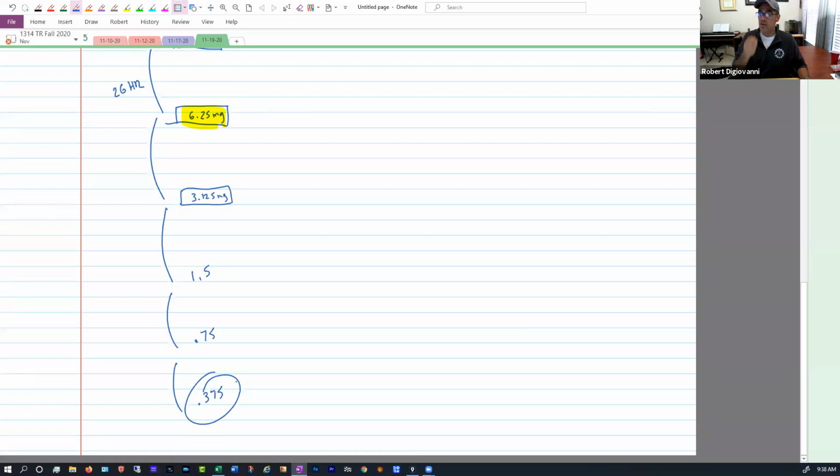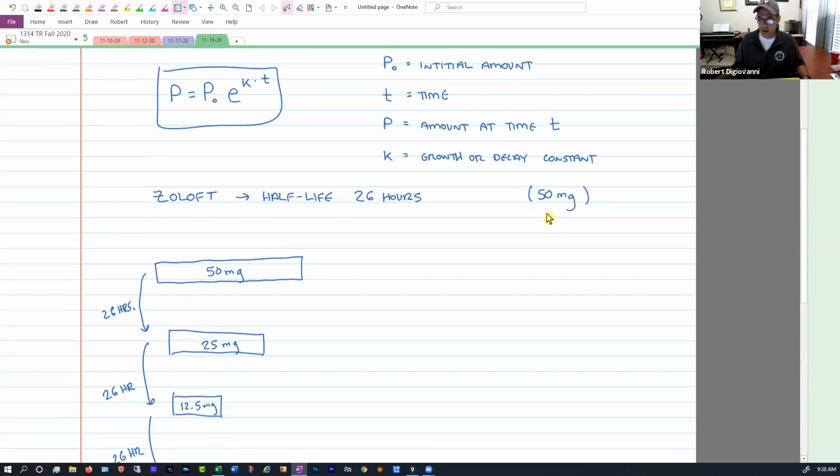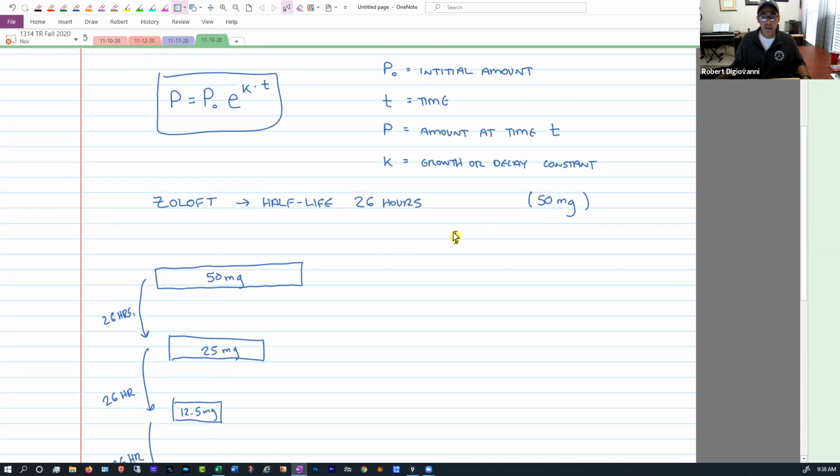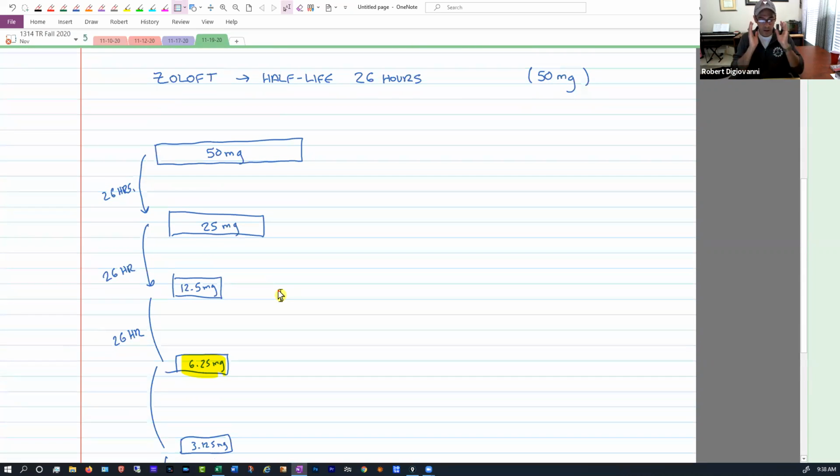And that's assuming you just took it and you didn't take any more. Your doctor might be saying you have to take 50 milligrams every day. So this is just what would happen over time if you took one dose. But do you understand the half-life idea? It just keeps getting half and half and half and half. And the amount of time it takes for that to happen depends on the medication. For Zoloft, it's 26 hours.